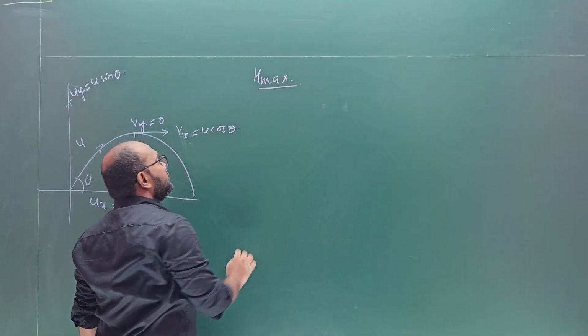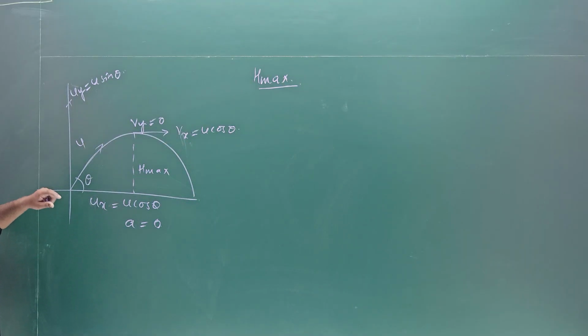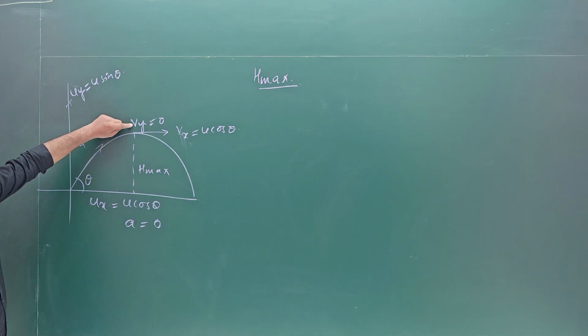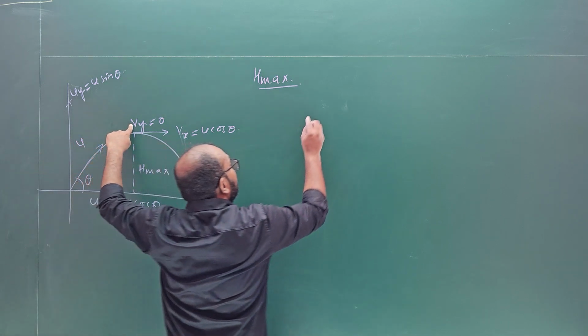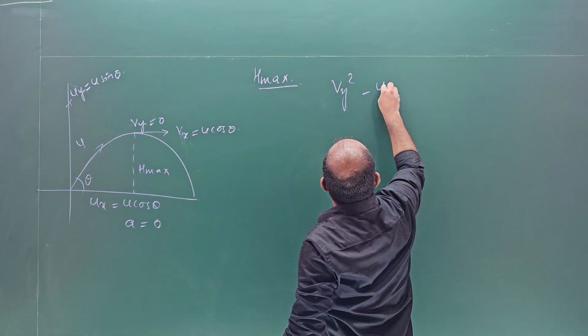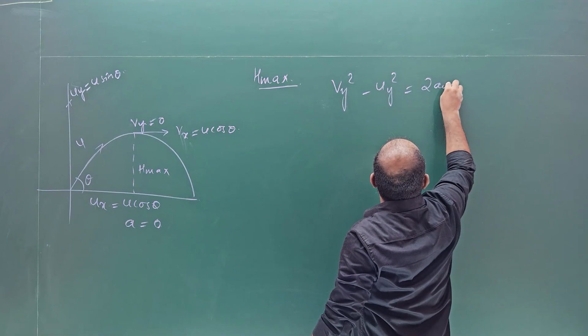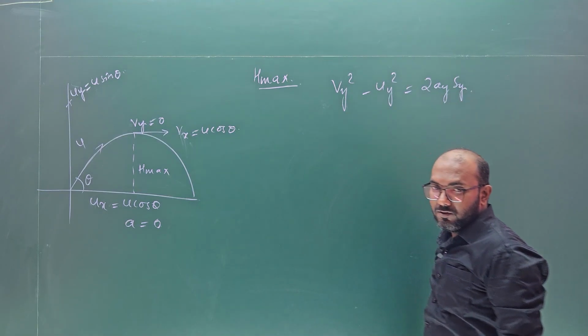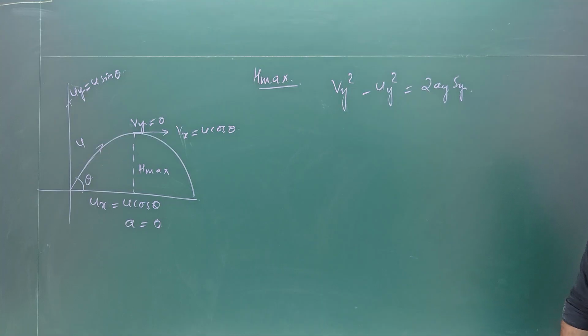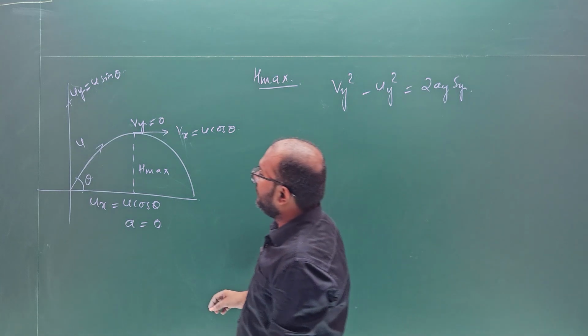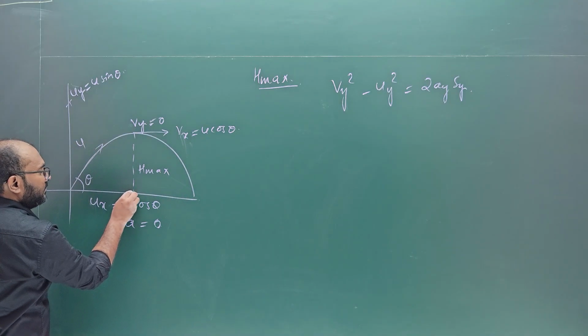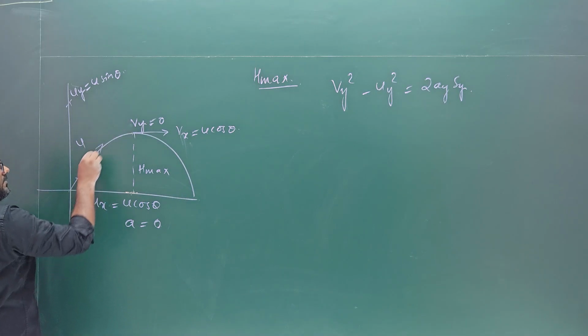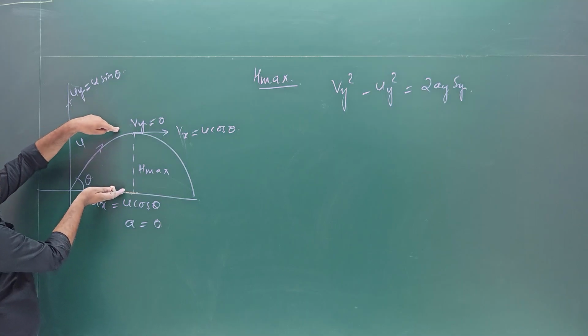Now let us calculate what will be the Hmax. To calculate the Hmax, we need to calculate the displacement along the y-axis, first thing. Second thing, we use Vy is equal to 0 over here. So can I say that by using this equation, Vy square minus Uy square is equal to 2Ay Sy. Okay. Now from here, what is the displacement along the y-axis for Hmax? Yes, from here to here is your displacement, but the height remains the same, right?